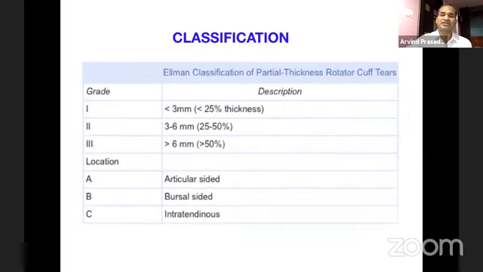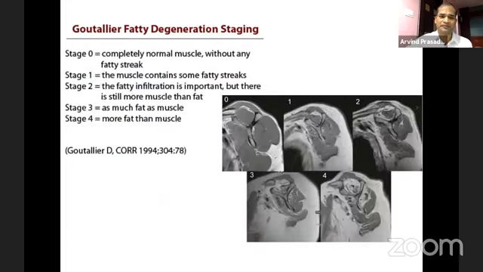Another classification is for the partial cuff tear, and it depends upon the thickness. When there is 25% or less, or less than 3 mm, it's grade 1; 25 to 50%, then grade 2; or more than 50%, that is usually more than 6 mm, then grade 3. And also whether it is located on the articular side, the bursal side, or inside the tendon. So this is the classification for the partial rotator cuff tear.